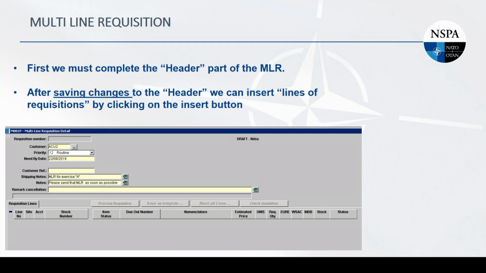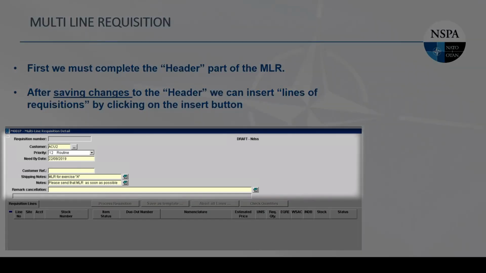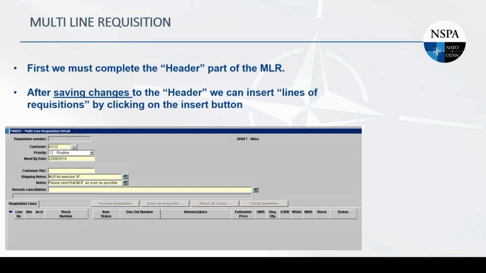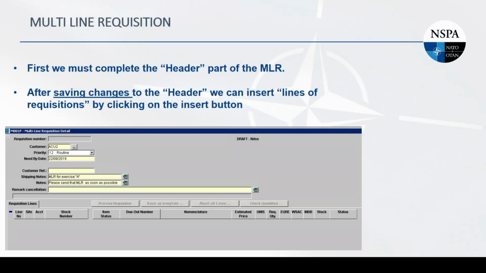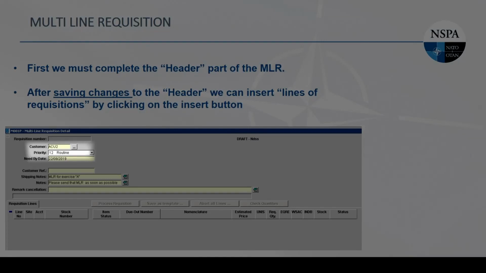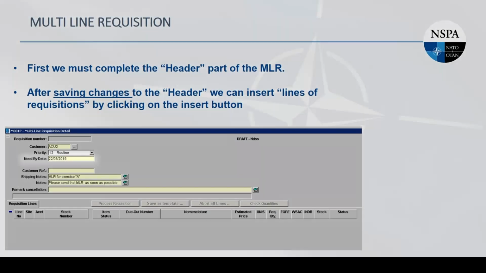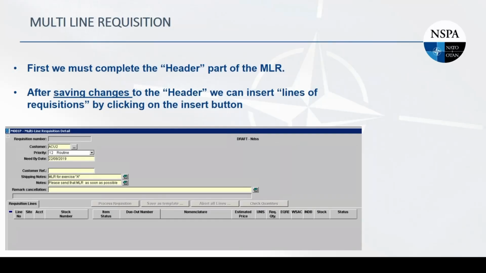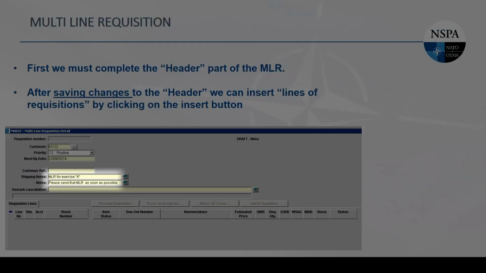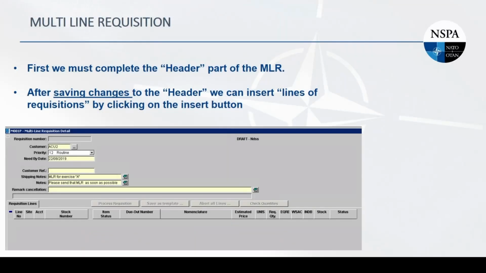After using the Insert button, we have to complete the header of the MLR first. That means we have to provide the customer or the PCH code. We can give it a priority. We can set the need by date either by priority or we can type in the date ourselves. We have some shipping notes we can provide and we have some notes we could enter. After this, you have to save it and then you can start adding stock numbers.